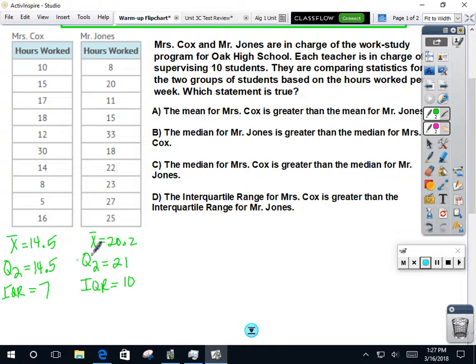Now that we have all of the information that's discussed in the statements, we can decide which one is true. A says the mean for Ms. Cox's class is greater than the mean for Mr. Jones. No, hers is definitely a smaller number when it comes to mean. B says the median for Mr. Jones' class is greater. Yes, he has a median of 21 while she only has a median of 14.5. So this is the true statement.